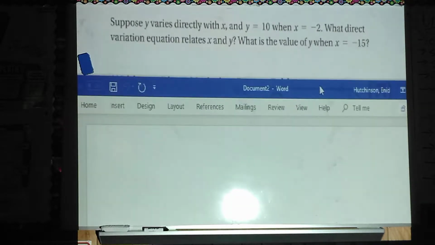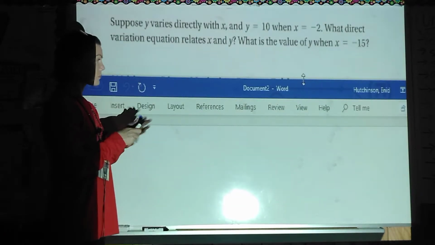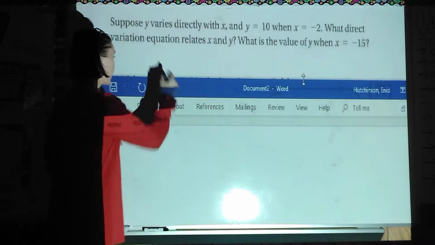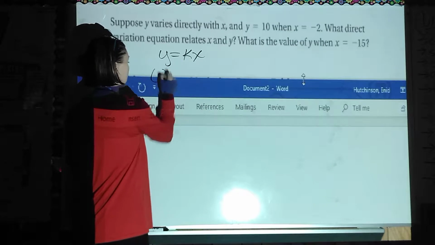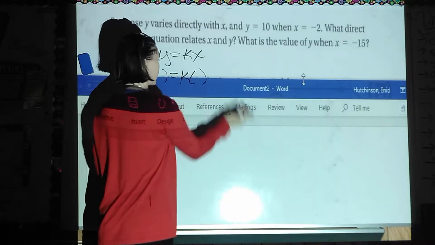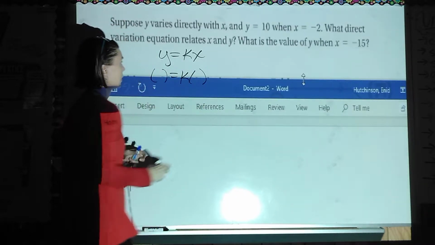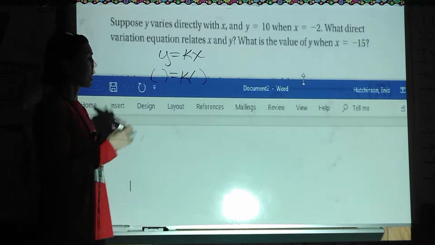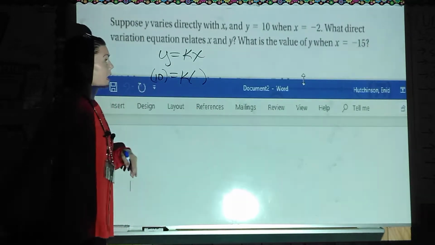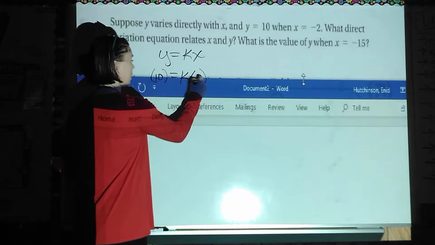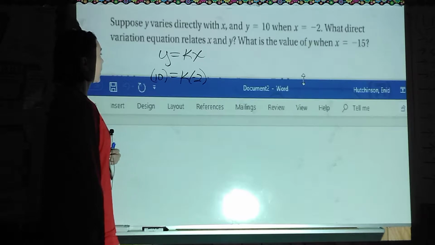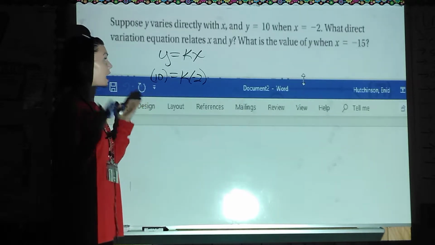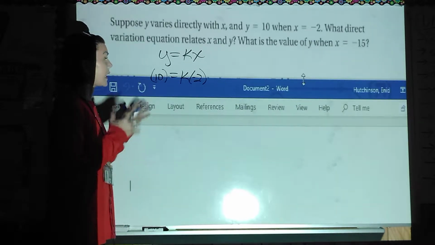All right. Suppose y varies directly with x. Always, always, always, people. Write the formula. Rewrite it with the empties. And y equals 10 and x equals -2. Okay. What direct variation equation relates x and y?